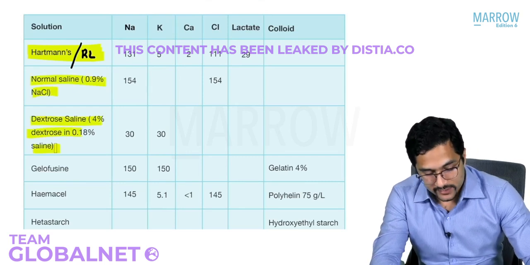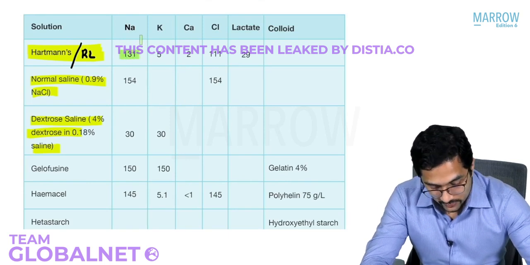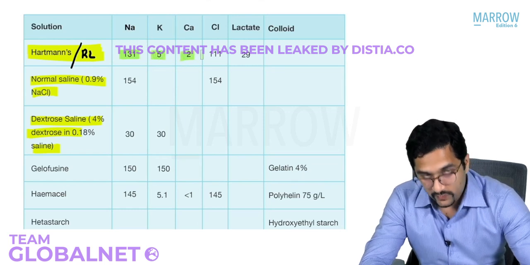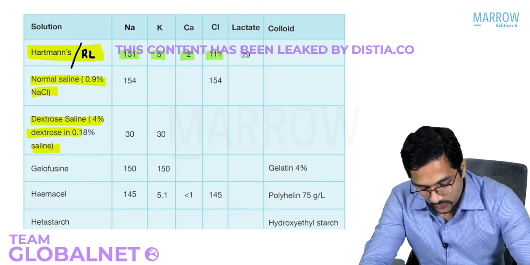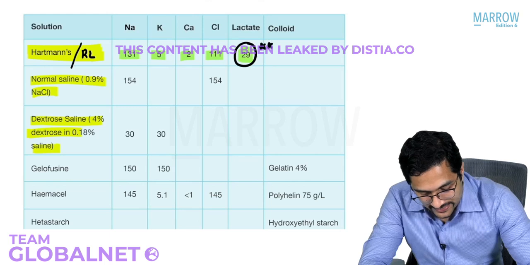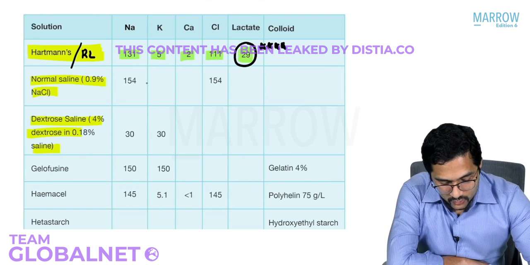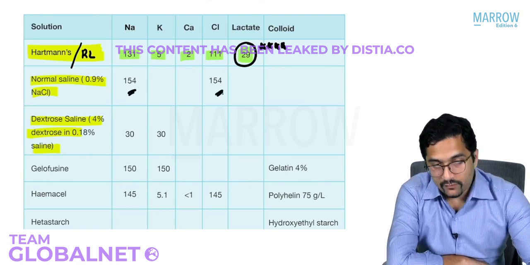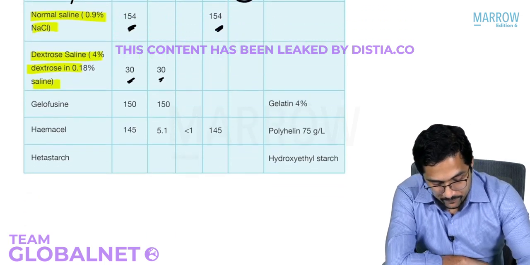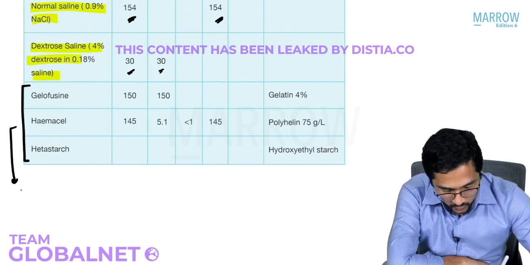These are the crystalloids. And in Hartmann's, you should know that Hartmann's has 131 milliequivalents of sodium, 5 milliequivalents of potassium, 2 milliequivalents of calcium, 111 of chloride and lactate as well. So this is the only solution which has lactate also. This is the question which has been asked in the exam. Normal saline is 154 and 154 of sodium and chloride. Dextrose normal is 30 of sodium. And gelfusin, hemaxil and hestarch are colloids.